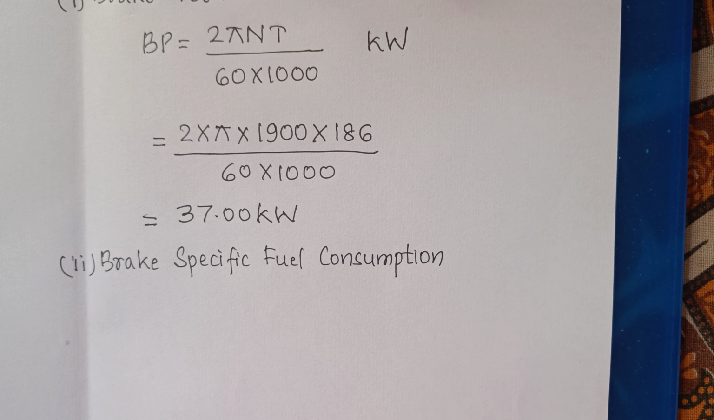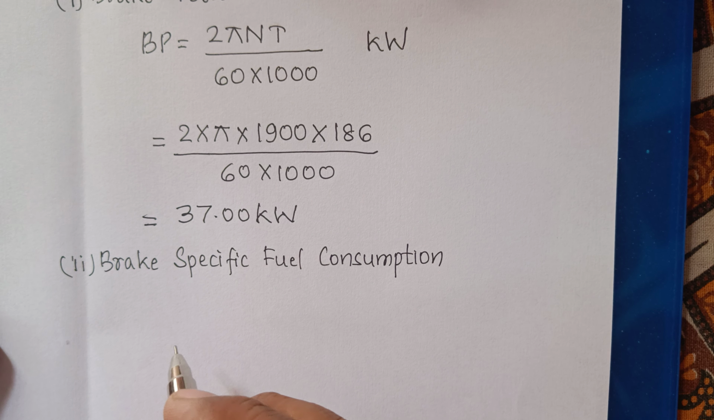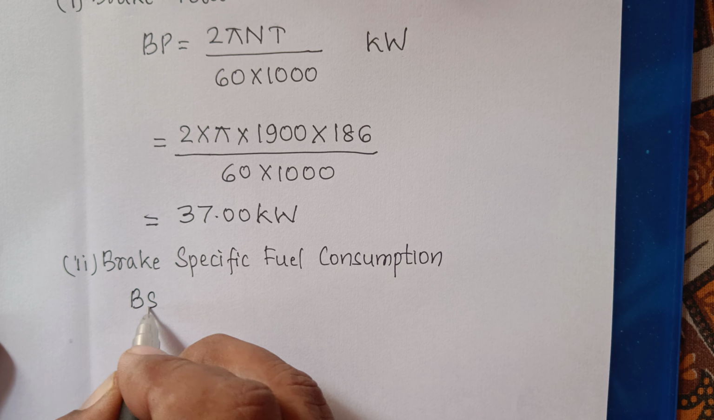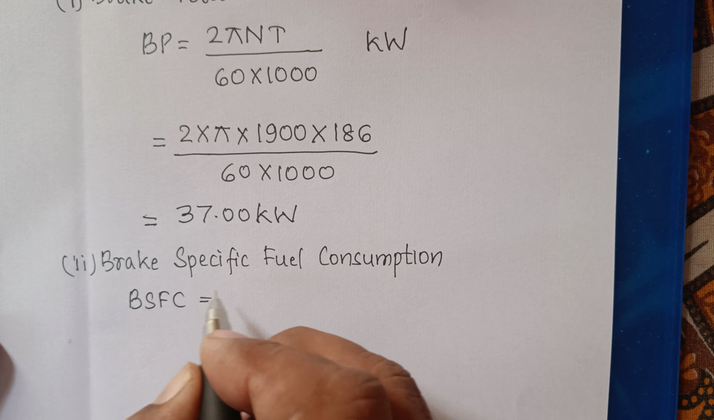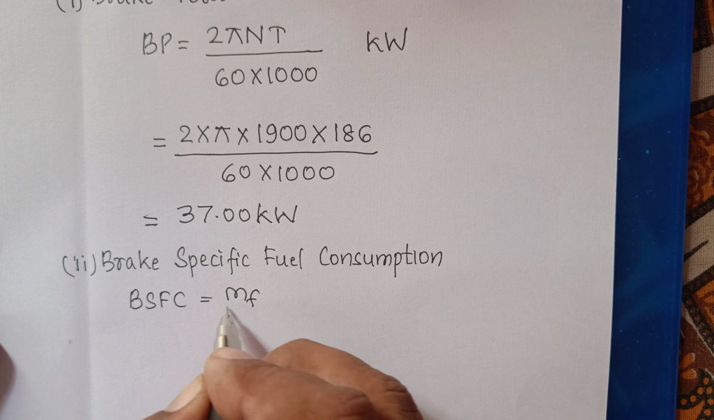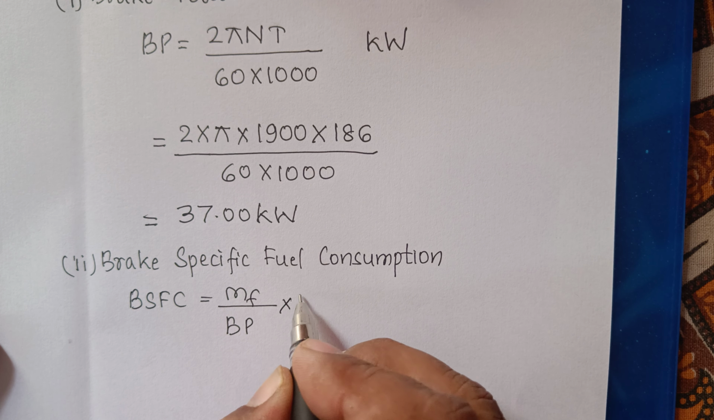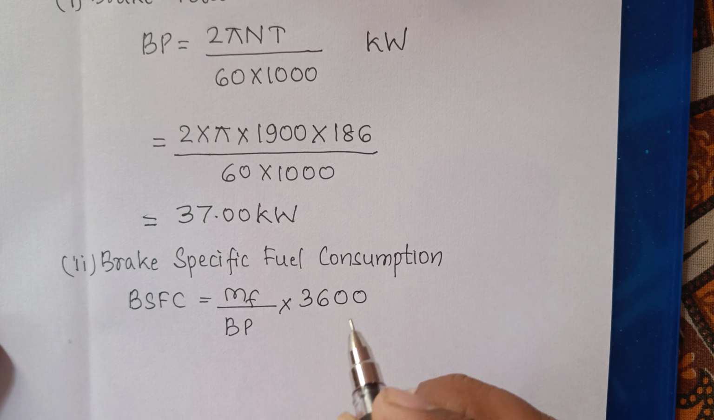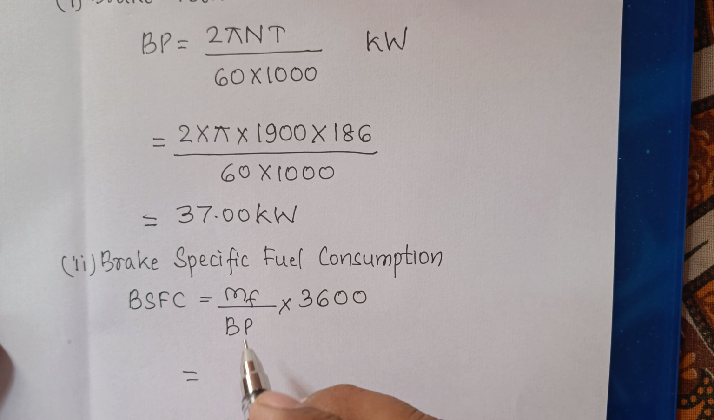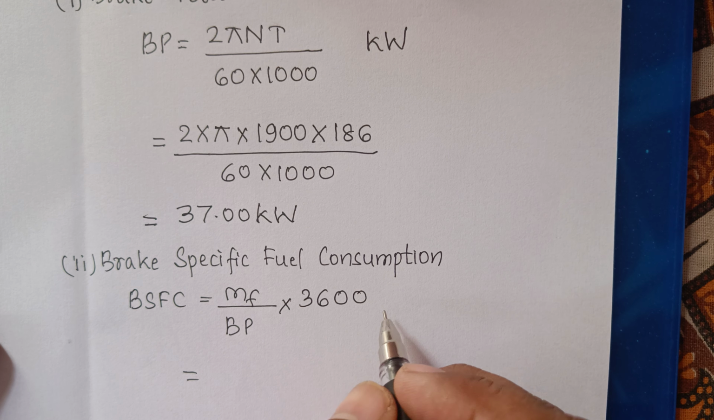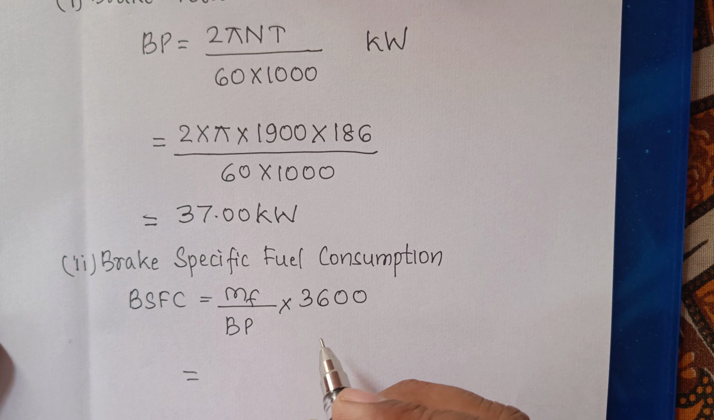So what is BSFC? I have defined BSFC as the amount of fuel consumed to generate a power of one kilowatt for one hour. So it is MF divided by BP, multiplied by 3600, to convert this into per second.